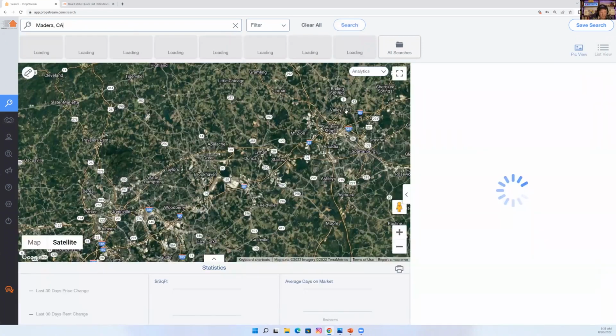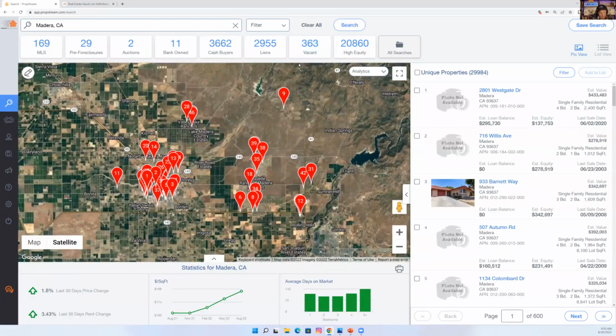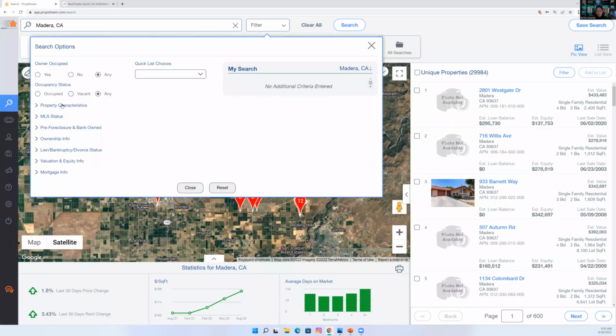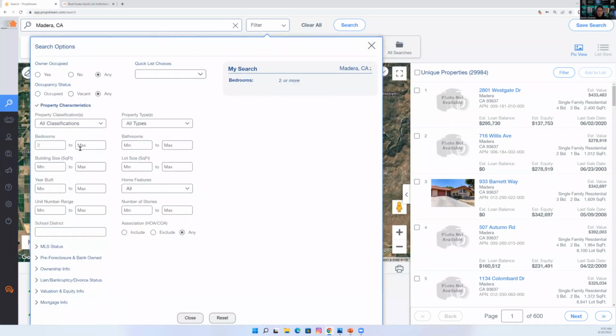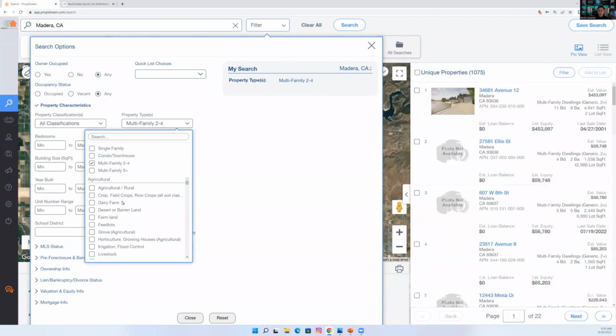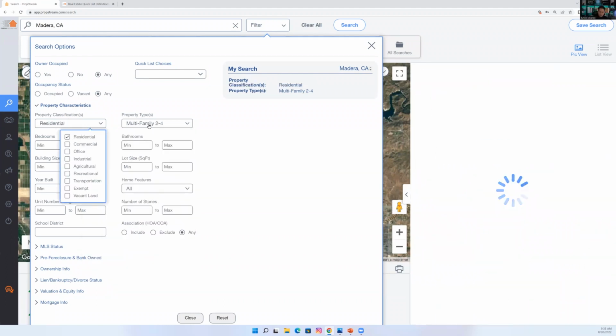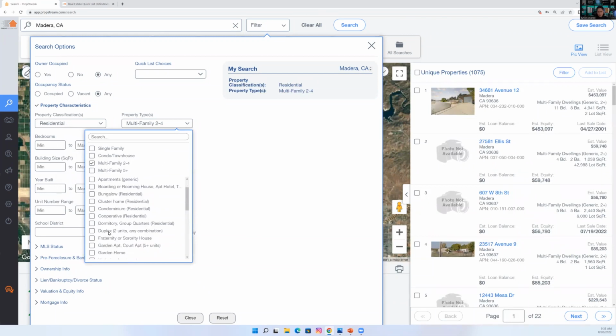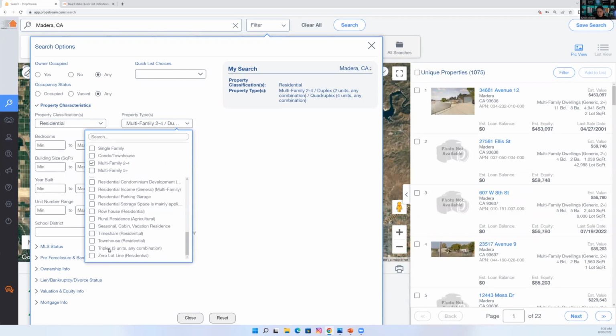Then we're going to look at 2 through 4s. So property characteristics, 2 bedrooms, 4 bedrooms. Oh, I'm sorry. No, duplex through quad. Sorry, my mistake. Duplex to quad. So what we can do here is we can do 2 ways, guys. We can manually look for multifamily 2 to 4. Because no counties are all the same, I personally play it safe. I also click on residential and I check off everything. So duplex, quadruplexes, triplexes.